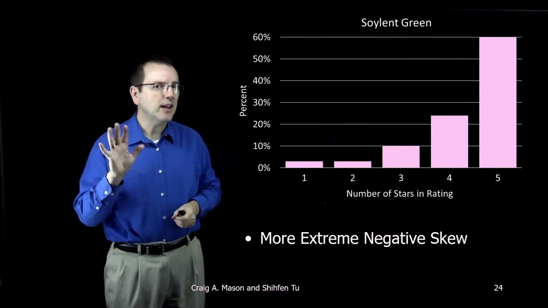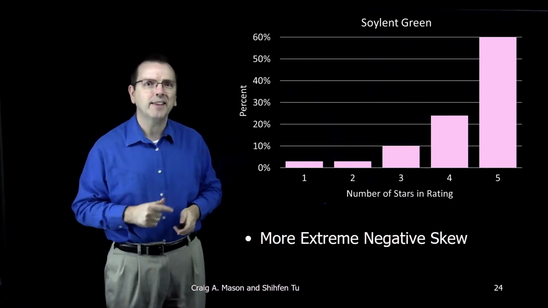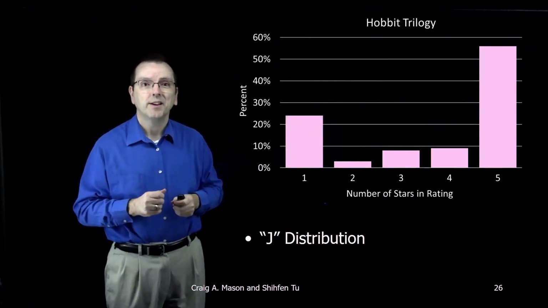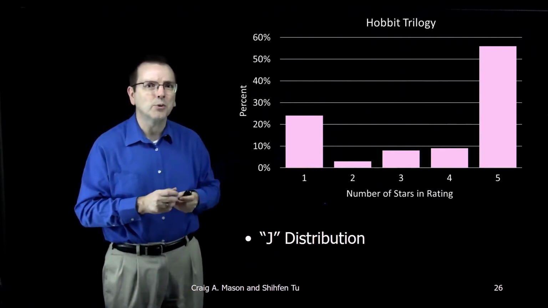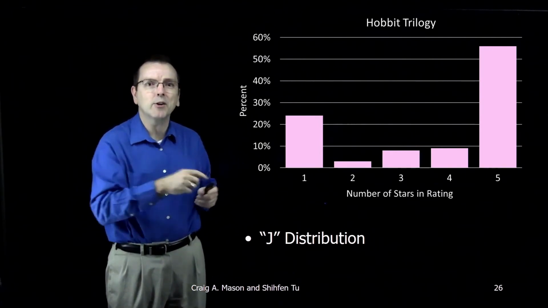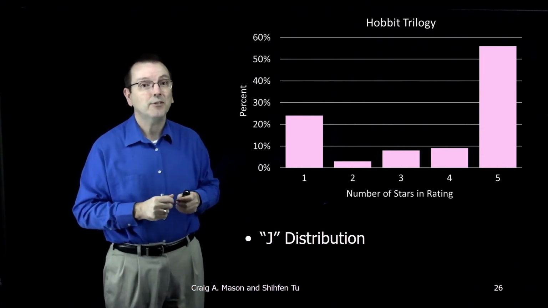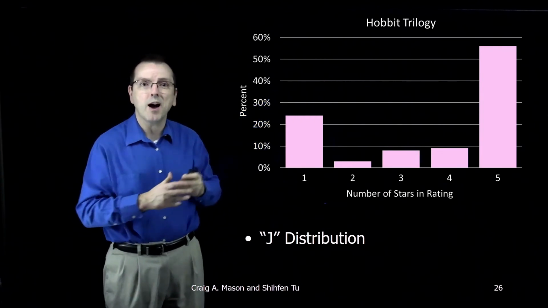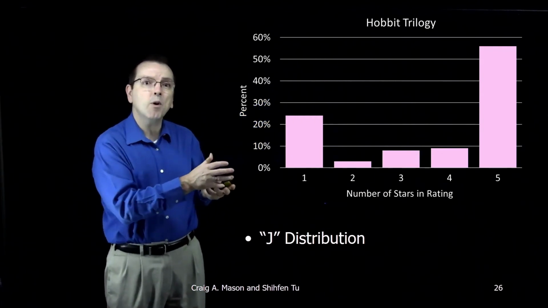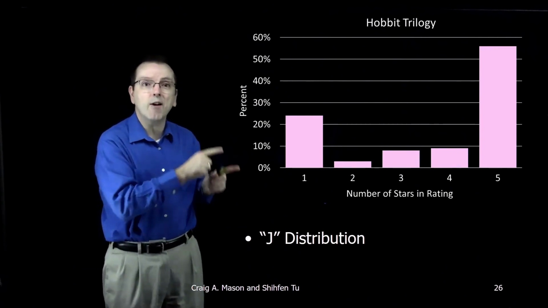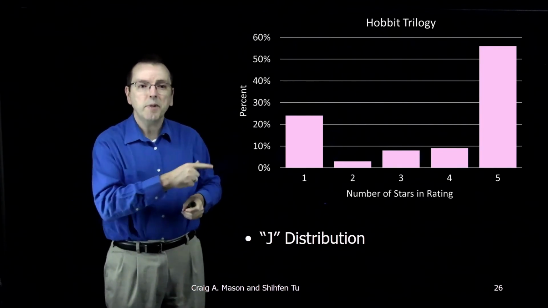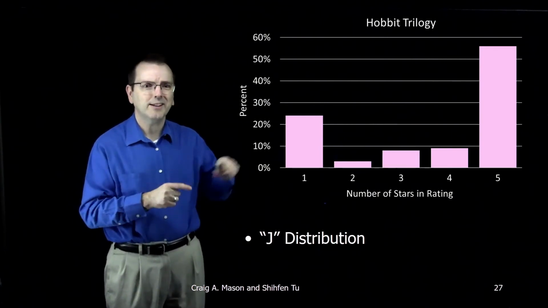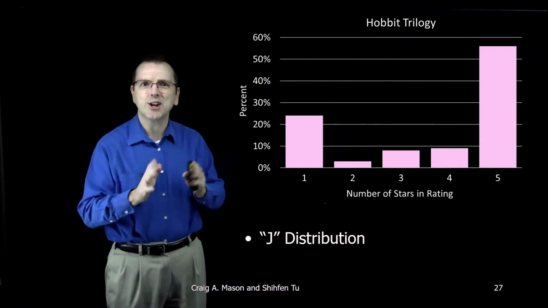But sometimes it can get a little more complicated than this. For example, here are ratings for the Hobbit trilogy. Notice it's not just negatively skewed. There's a little bit of a bump down here at the lowest ratings. Of course, a lot of people really liked it. Then the ratings tapered off before there was again a more modest increase at the very lowest levels. You may see this referred to as a J distribution. Notice it does kind of look like a J.